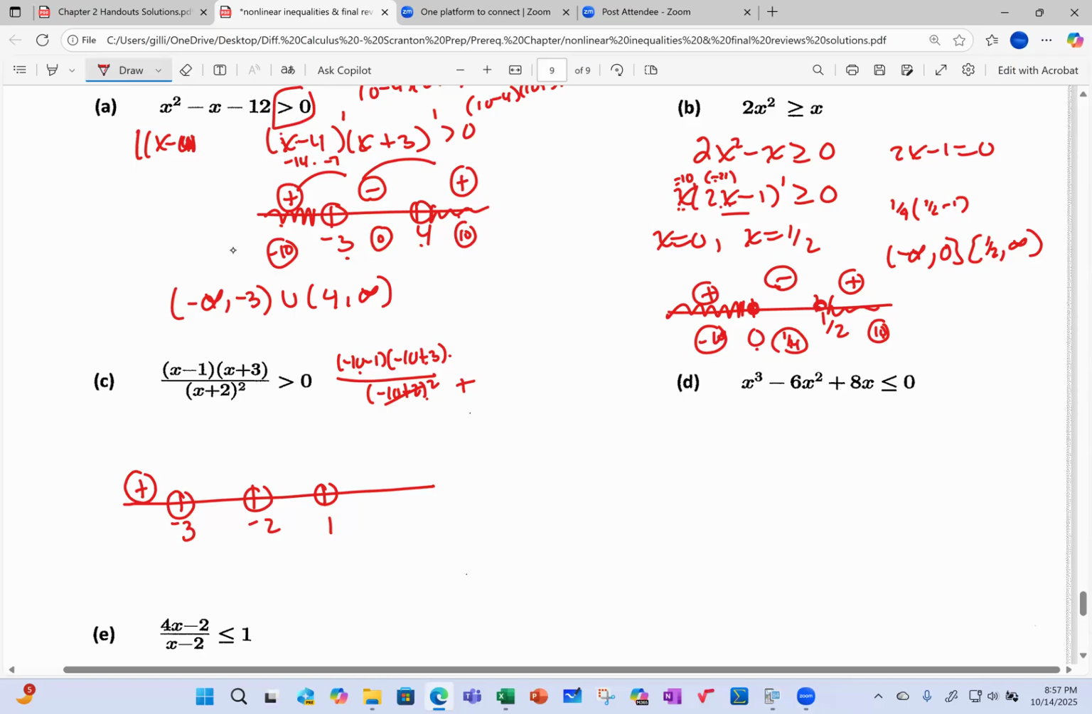Now, if I pick -2.5, I got to put that in for x. -2.5 minus 1 is negative. -2.5 plus 3 is a positive. So a negative times a positive is a negative over a positive is a negative.